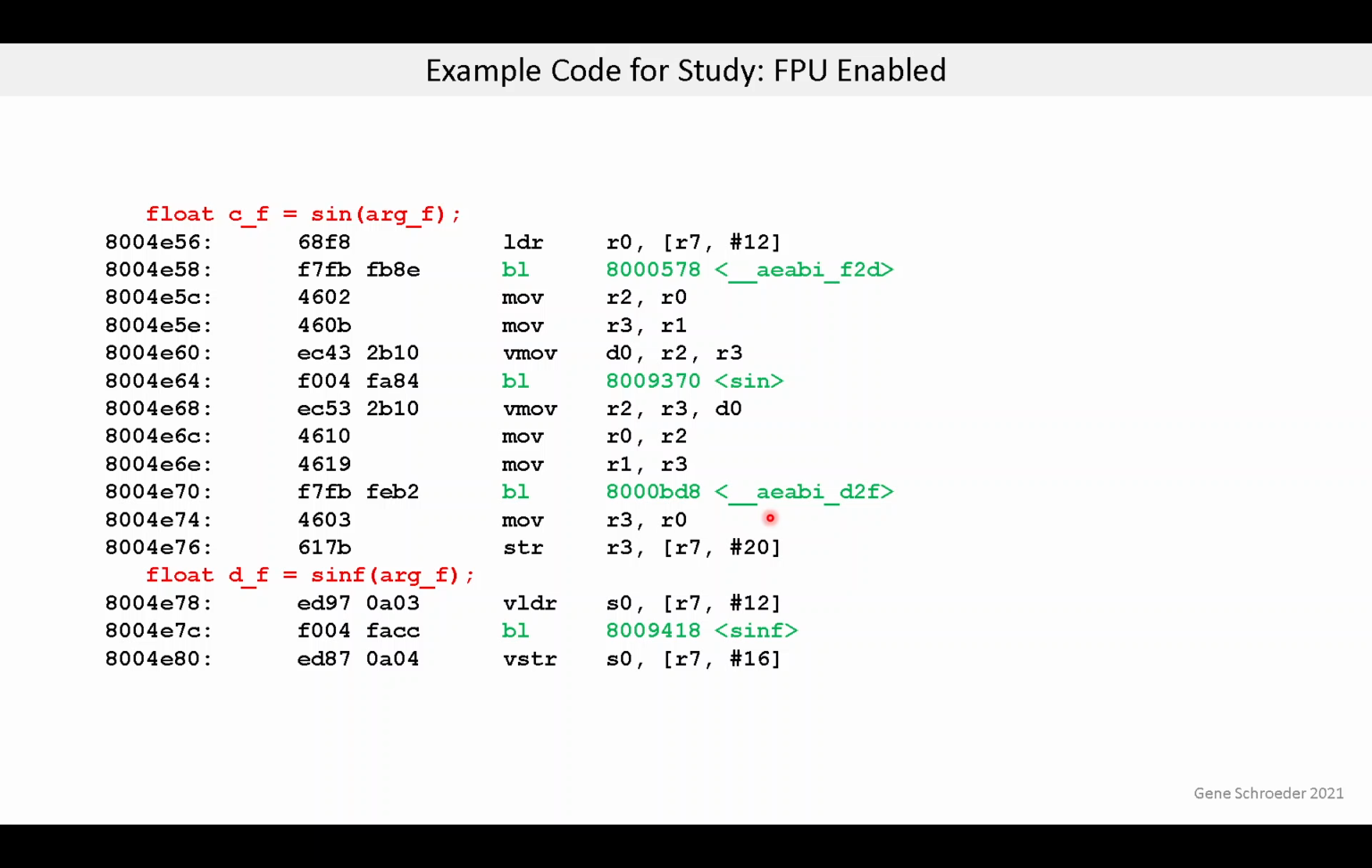And then it can store the variable. Now here is the correct version of this, where we call signF, which takes a float and returns a float, and you can see it's a lot simpler, a lot less code.